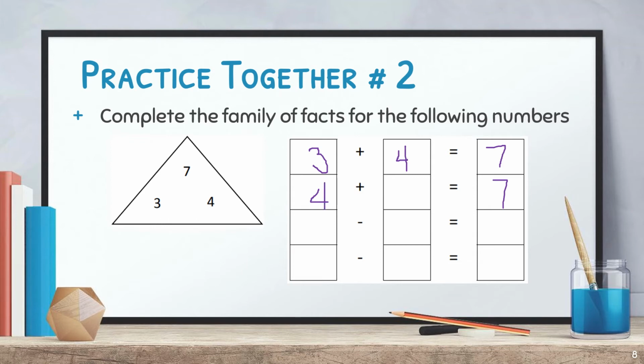Okay, and then for the subtraction facts, we know we're going to start with 7. So we are going to put a 7 here and a 7 here. And then each one of these, we will subtract one of those 2 smaller numbers. So let's go ahead and do 7 minus 3, and the other one will be 7 minus 4. When we say 7 minus 3, we get 4 as our answer, and 7 minus 4 is 3. So that's what your math fact family should have looked like.